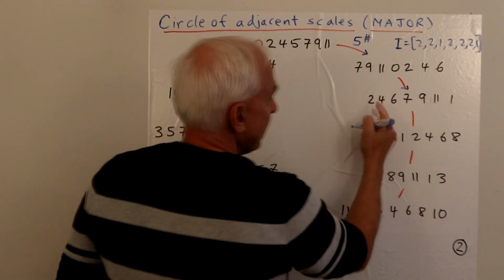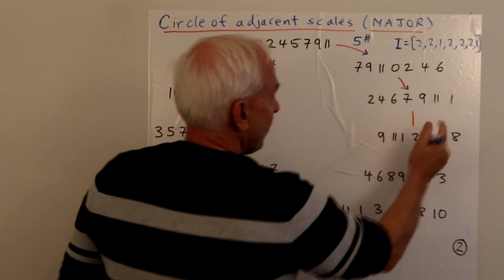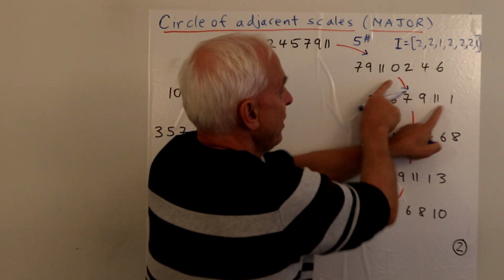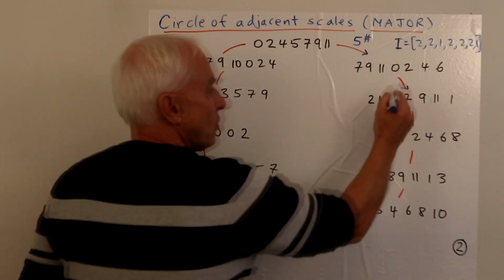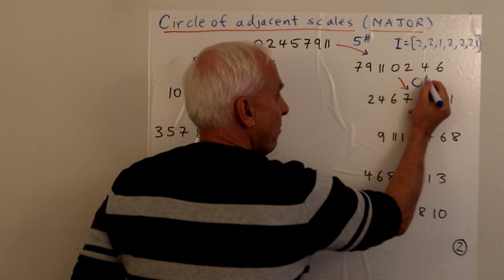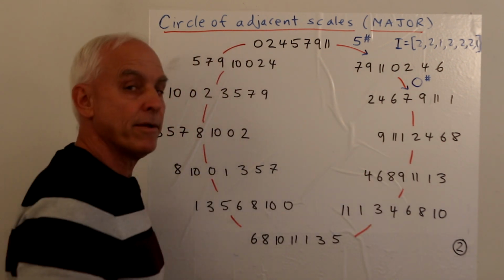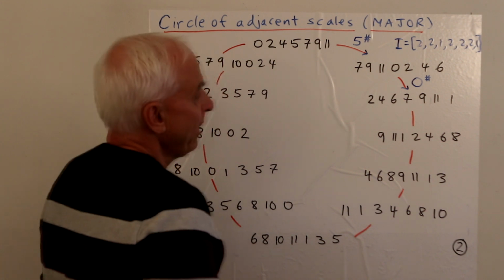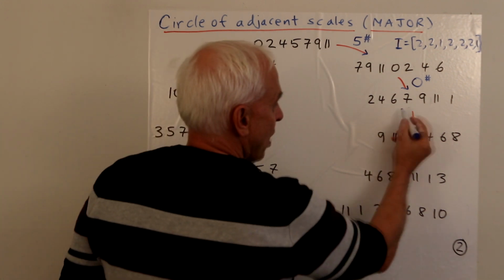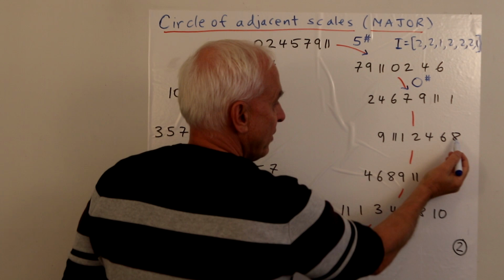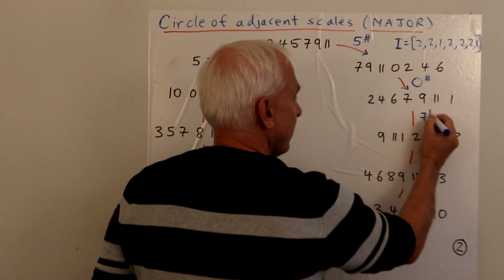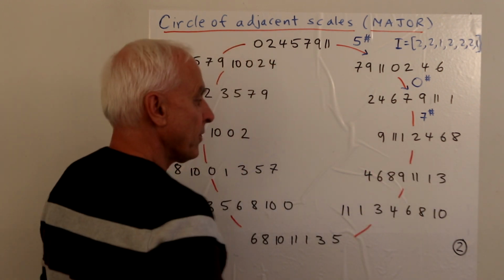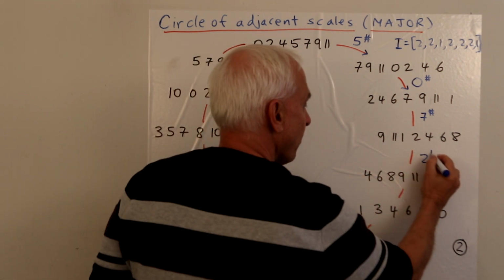So if we think about the difference between this one and this one, they share a 2, a 4, a 6, a 7, a 9, 11. The only difference is 0 and 1. So to go from here to here, we're taking the 0 and we're bumping it up to a 1. Okay? And what happens with the next one? The common thing is everything except for the 7, which goes to an 8. So we have to sharpen the 7. And then from here, the 2 goes to a 3, so we have to sharpen the 2.